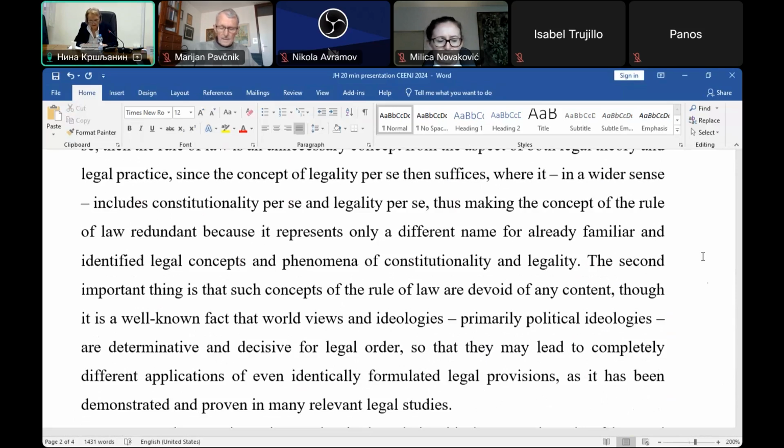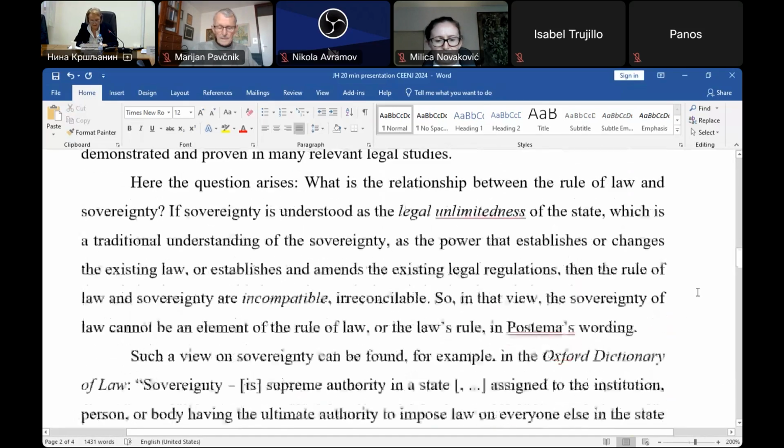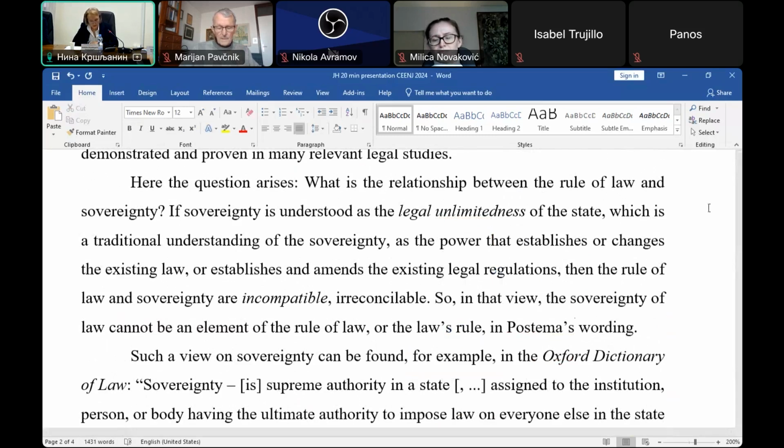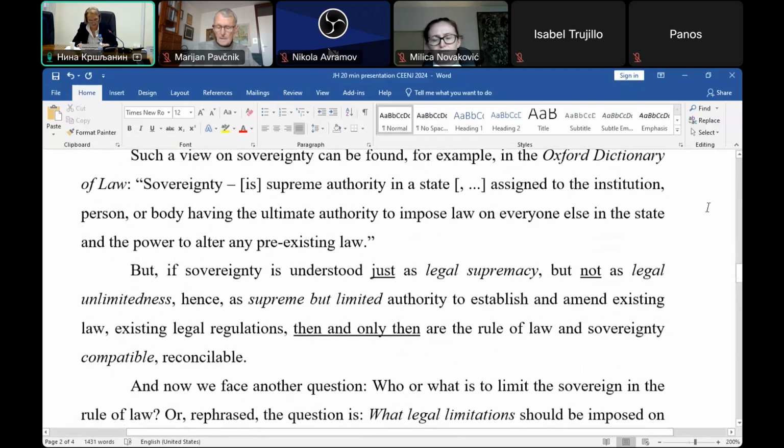Here, the question arises, what is a relationship between the rule of law and sovereignty? If sovereignty is understood as the legal unlimitedness of the state, which is a traditional understanding of the sovereignty as the power that establishes or changes the existing law, or establishes and amends the existing legal regulations, then the rule of law and sovereignty are incompatible, irreconcilable. So, in that view, the sovereignty of law cannot be an element of the rule of law or the law's rule in Postema's wording.